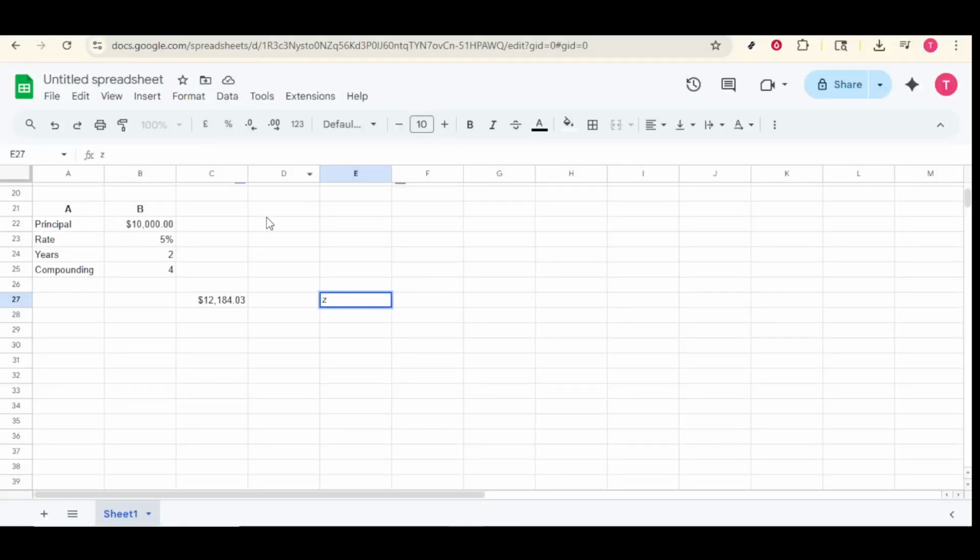In today's video, I'm going to teach you how to calculate compound interest in Google Sheets. Compound interest might sound complex, but once you understand the formula and see it applied, it becomes quite manageable and even exciting, especially as you watch your investments grow exponentially with its help.